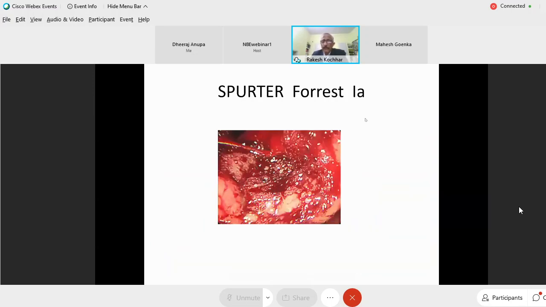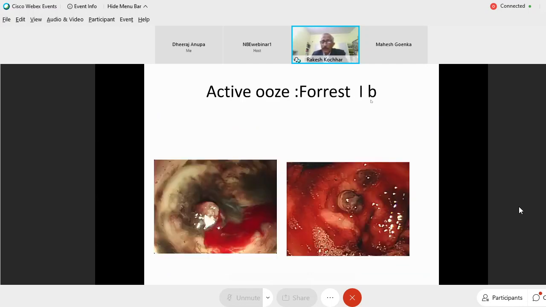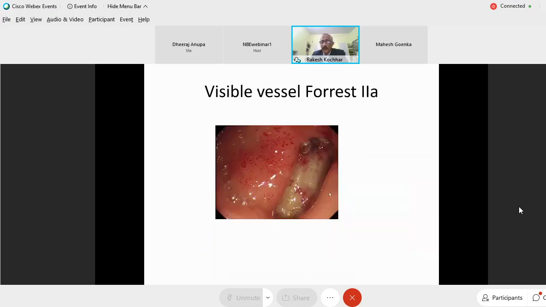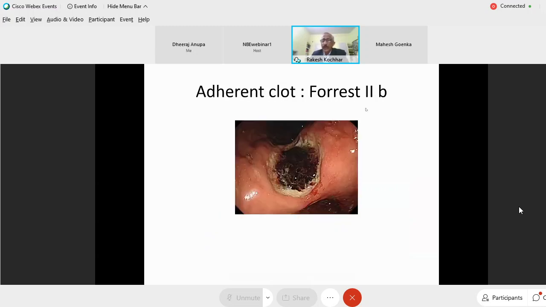So again, coming back to Forest 1A, it is an active arterial spurter. Forest 1B, again, is an active lesion, an active ooze. So you have a visible vessel which is oozing blood, or two visible vessels which are oozing blood. Then Forest class 2 is when you have no ooze, no active bleeding. So a visible vessel alone, like here, is Forest 2A. Adherent clot is 2B. As I said, if you remove the clot, the classification may change.